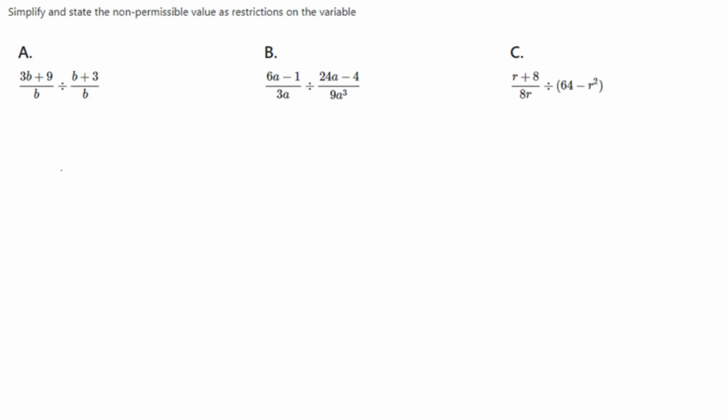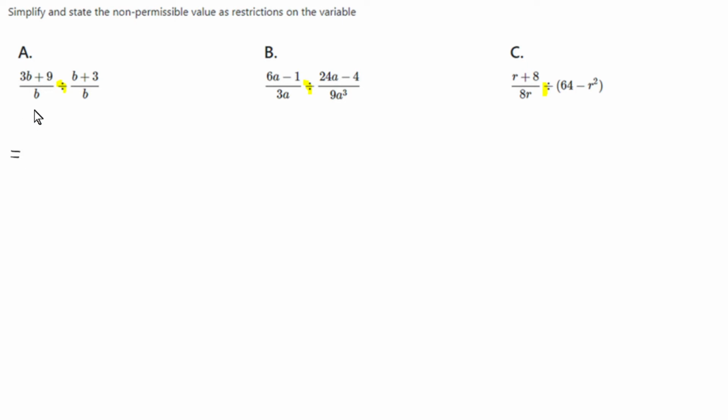Simplify and state the non-permissible value as restrictions on the variable. So in these three examples, we are performing a division of rational expressions. Just like when you're dividing fractions, you can rewrite this as a multiplication. And that will be the first step here. So we're going to start by rewriting this as a multiplication.